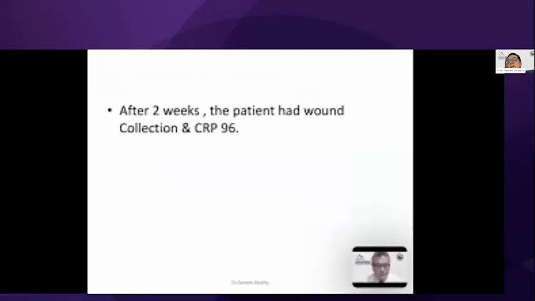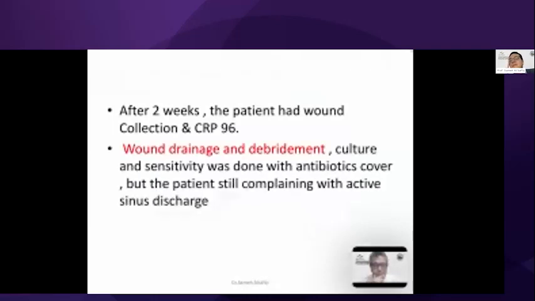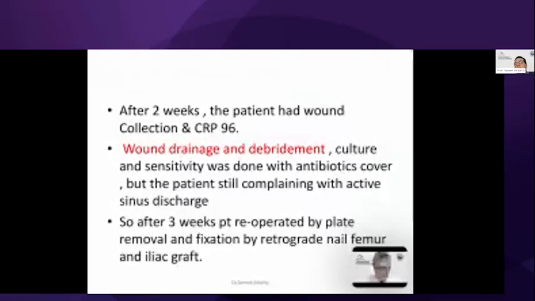After 2 weeks, the patient had wound collection, CRP 96. Wound drainage and debridement, culture and sensitivity was done with antibiotic cover, but the patient is still complaining of active sinus discharge. So after 3 weeks, the patient was reoperated by plate removal and fixation by retrograde femoral nail and iliac graft. This was all outside our hospital.